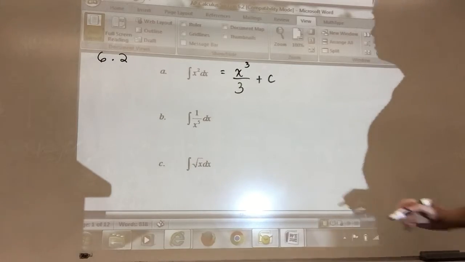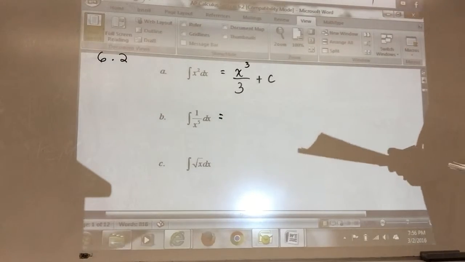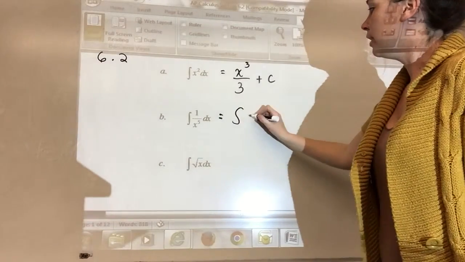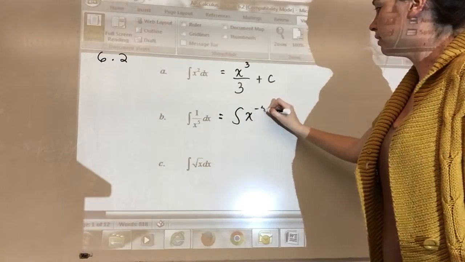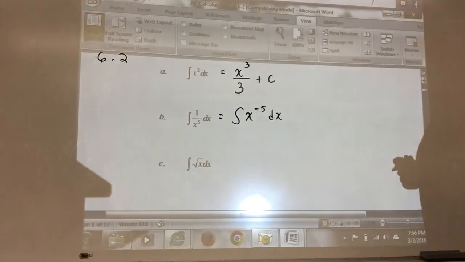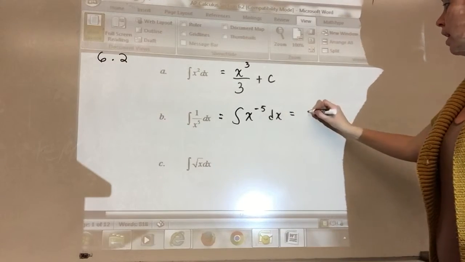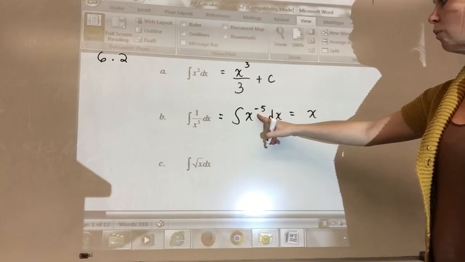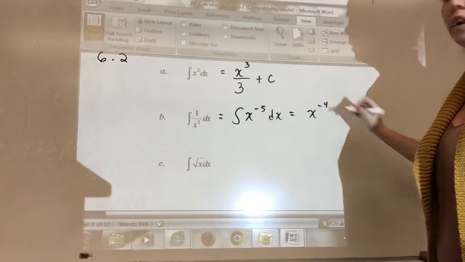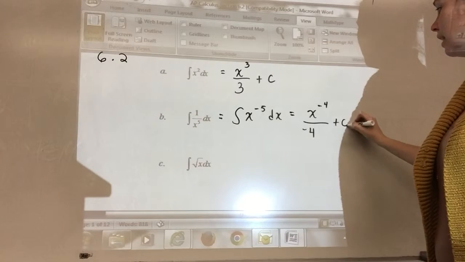Okay, next, if we have 1 over x to the 5th, most of us have been taking the moment to write this as x to the negative 5 dx. So right here, I'm not taking the integral, I'm just rewriting the integral. And now I will take the integral. I have x. I'm going to add 1, which gets me negative 4. And then I'm going to divide by that negative 4 and add a plus c.